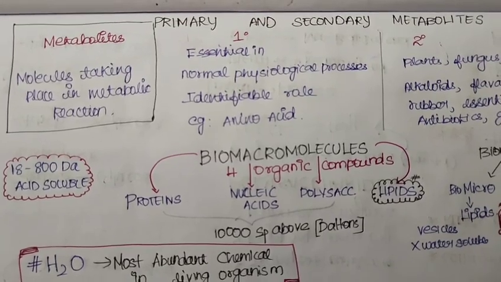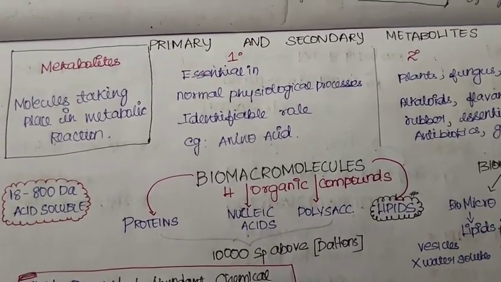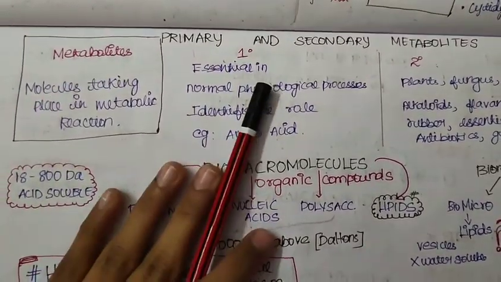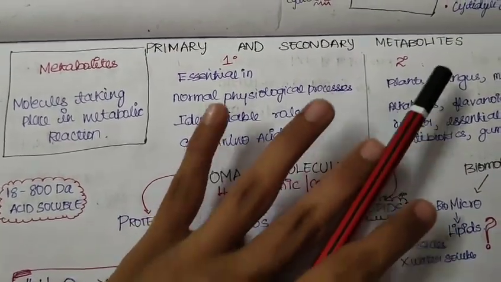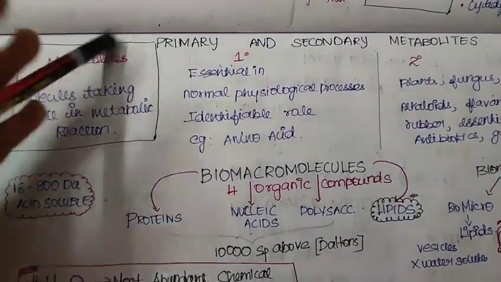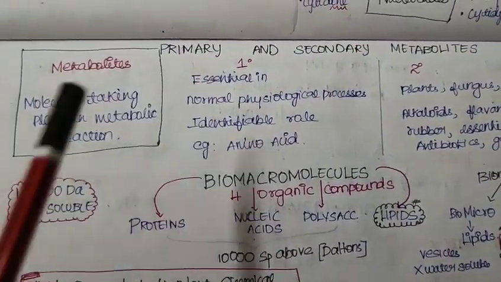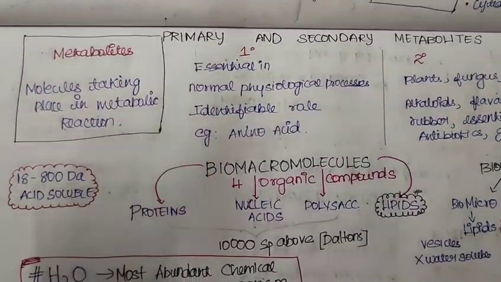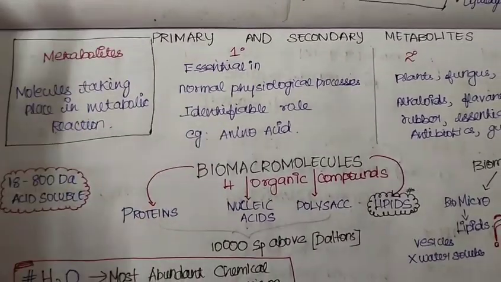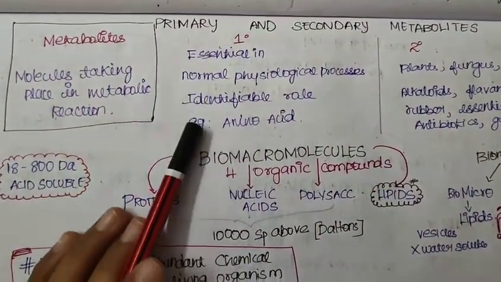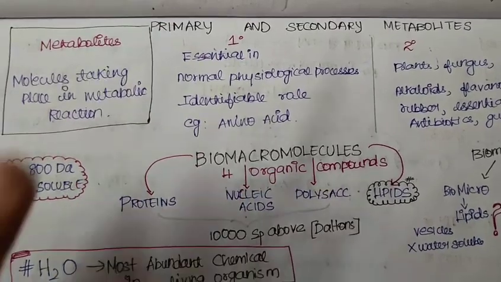So what is the difference between the primary and secondary metabolites? When the metabolites are essential in the normal physiological process and the roles are identifiable. Okay, whenever I talk about one metabolite, I know what is the role of this metabolite in the living organism, how it is helpful. Then these are classified as primary metabolites, and the example will be amino acid.